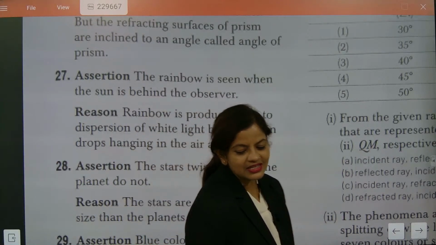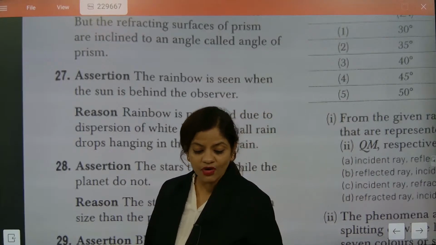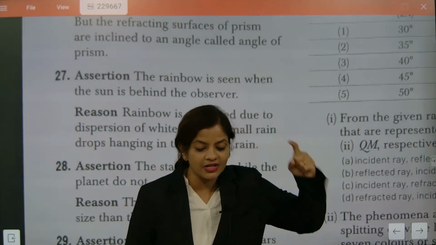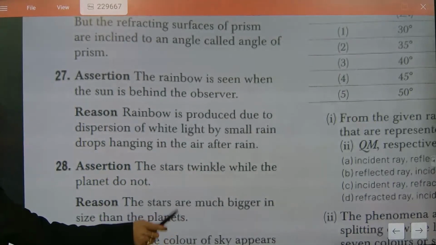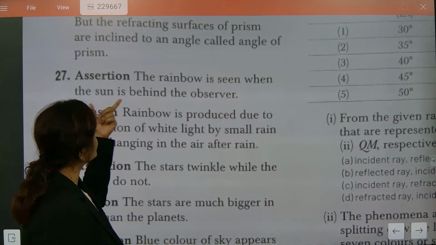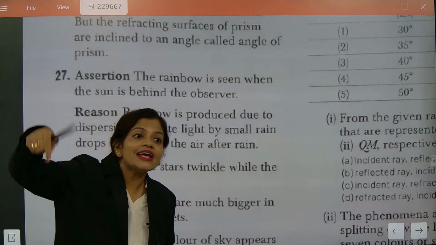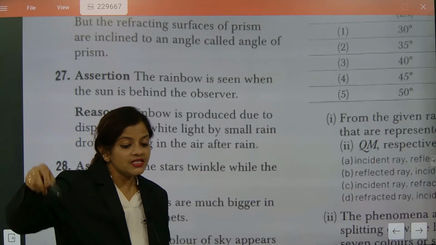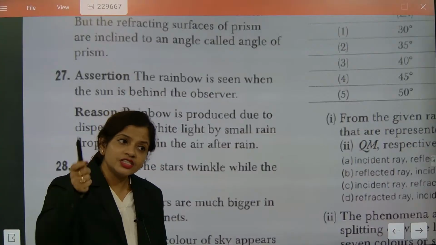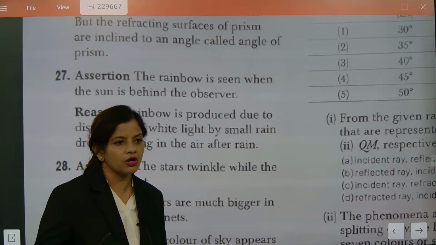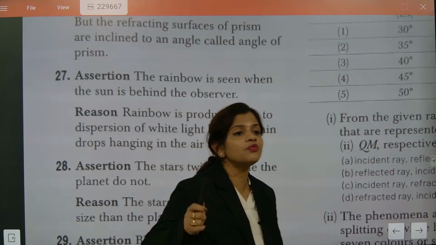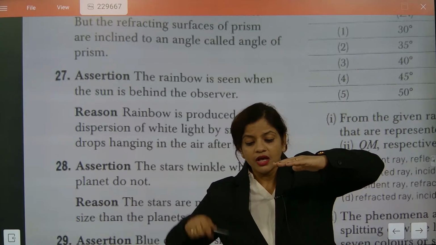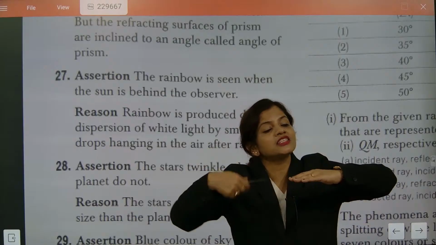That's why I'm keeping this session for you, because before the examination we are going to go over all the important content. Remember this part. Everybody, listen. The rainbow is seen when the sun is behind the observer. This is the assertion. It's a true statement, it's not wrong. But the reason should explain why the sun is behind. What is an assertion? The reason should back-support the assertion.